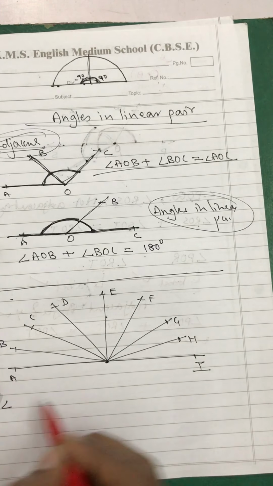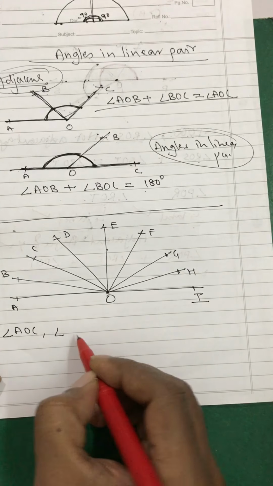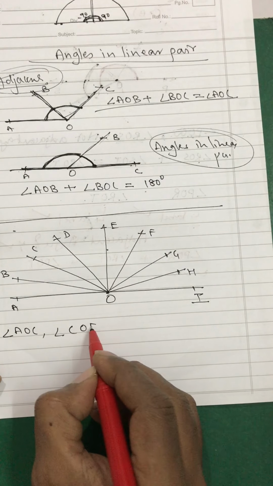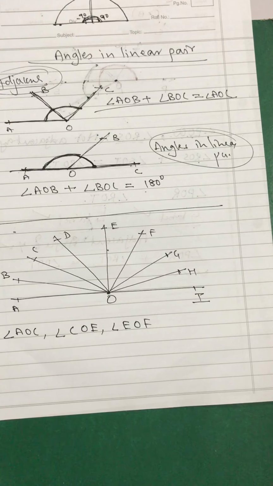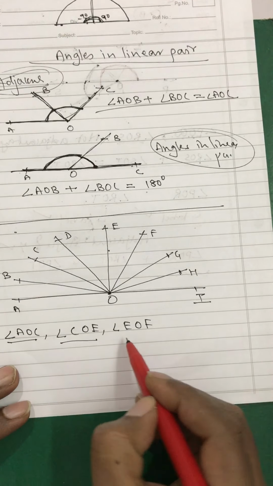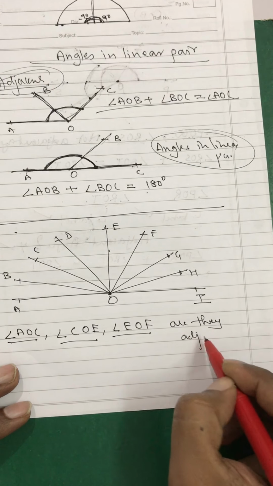See, now if I say angle AOC, angle COE, angle EOF are the adjacent angles. Come on, draw this. Pause the video. Draw this. Once you have drawn the figure, now tell me, angle AOC, angle COE, angle EOF, are they adjacent angles?